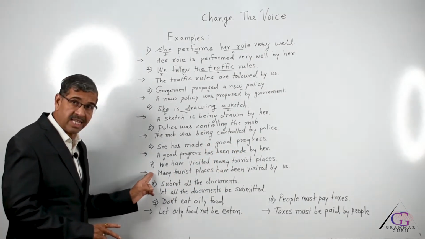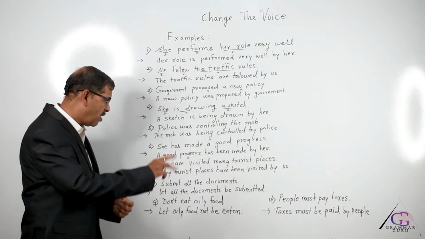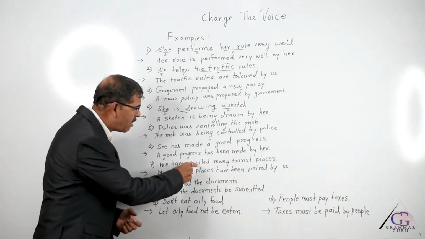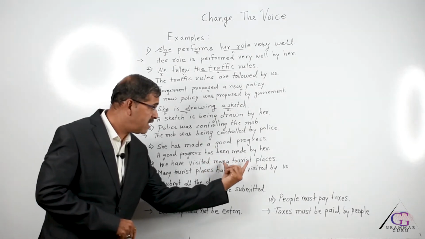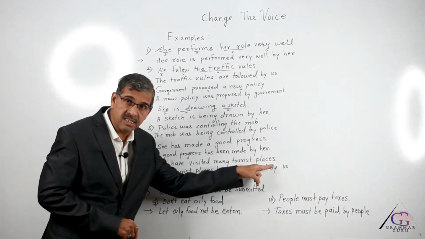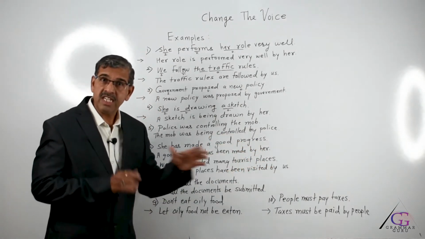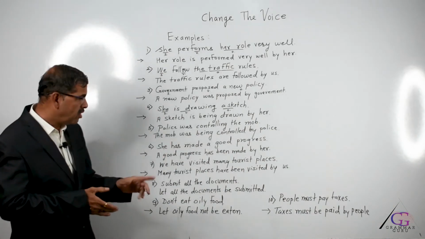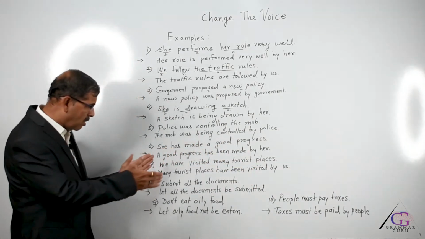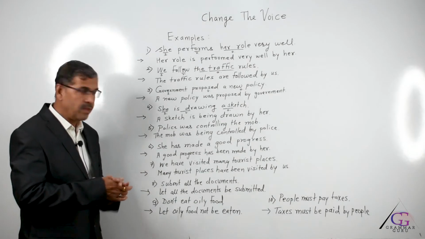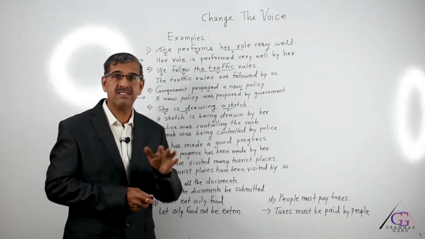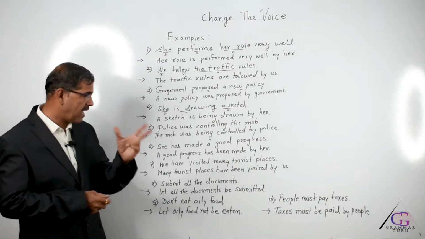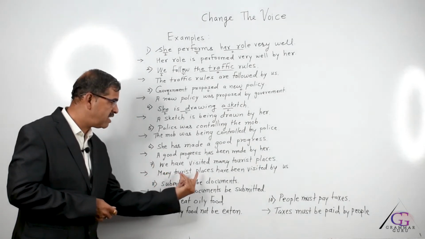In the seventh example, if you have found the object, we is the subject, have visited is the verb, and what we have visited is many tourist places. Now in this case, places is plural. So many tourist places, the object, will come in the beginning, followed by the verb in present perfect tense that is plural, have. So the correct answer is many tourist places.